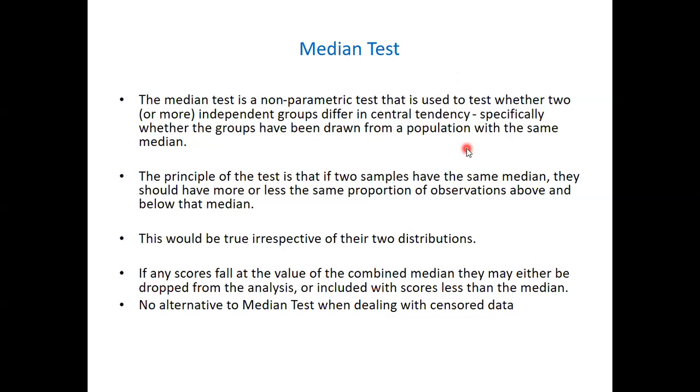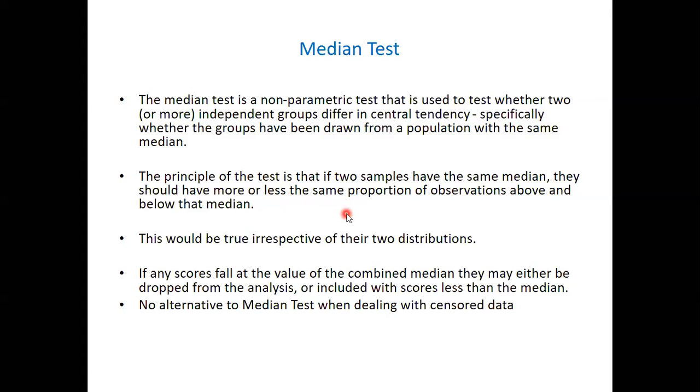So here, median. The principle of the test is that if 2 samples have the same median, they should have more or less the same distribution. If we now merge all of them together and arrange it, and you have a common median for both of them, if they are actually the same, they should have an equal number above the median and below the median. That's just the logic, and that is the principle they use here.